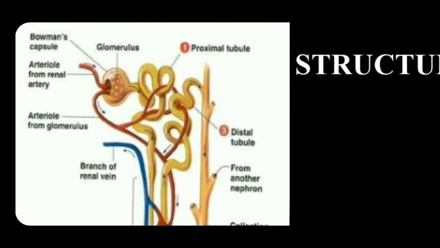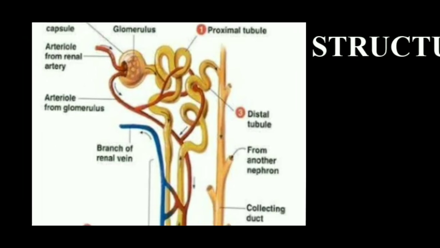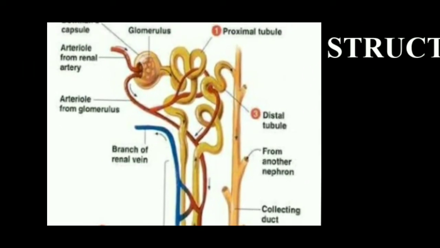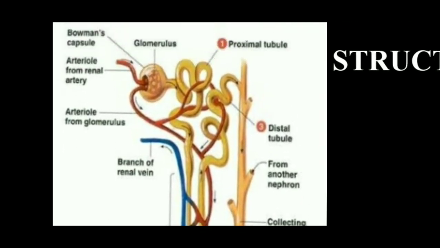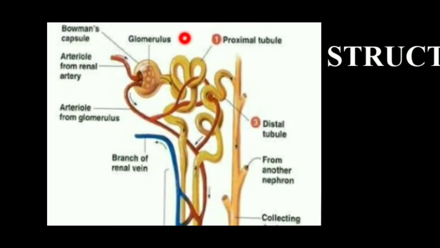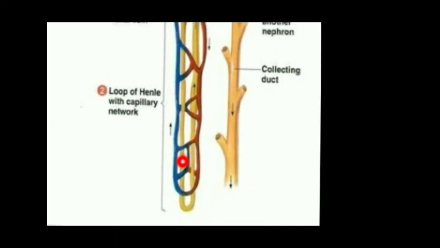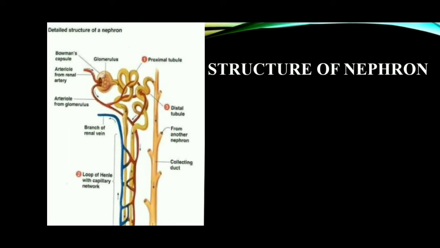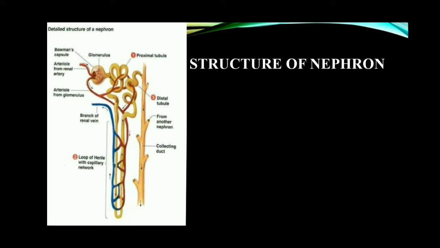That is the distal convoluted tubule. Distal means somewhat far. This is a little far away from the Bowman's capsule. That is why it is called distal convoluted tubule. These two, the proximal convoluted tubule and the distal convoluted tubule, are connected by this U-shaped pipe-like structure called loop of Henle. So, the proximal convoluted tubule, distal convoluted tubule and loop of Henle are collectively called renal tubule.